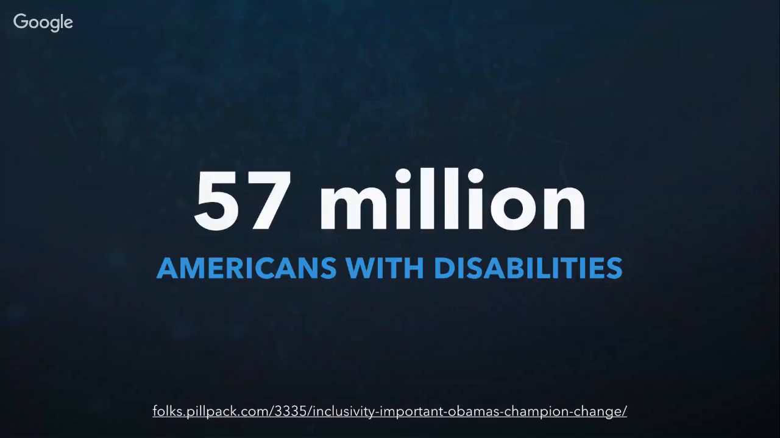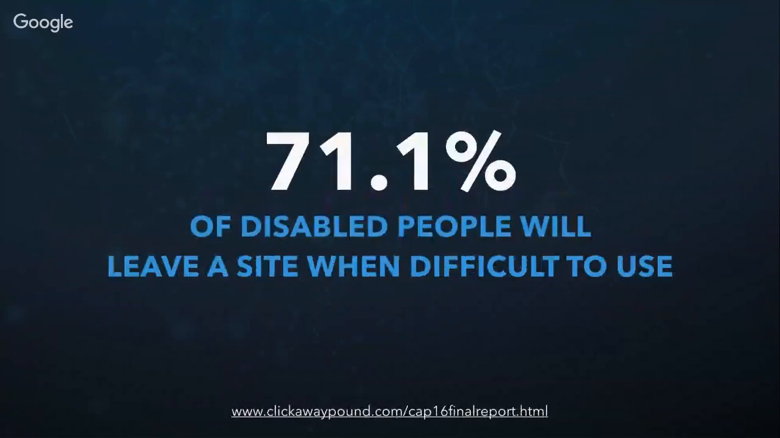In the United States, there are 57 million people with disabilities. The overall population of the United States is 321 million people. And let me tell you something about these people. According to a study, 71% of these people will leave a site when it's difficult to use. These people will drop and will go somewhere else.